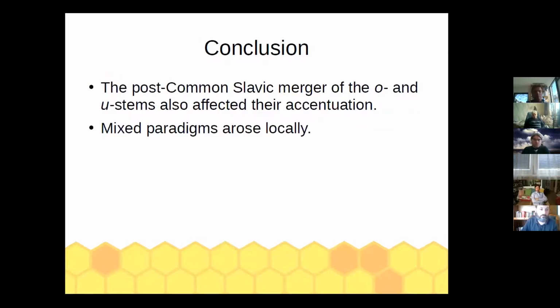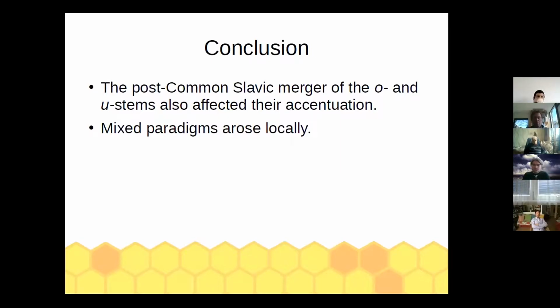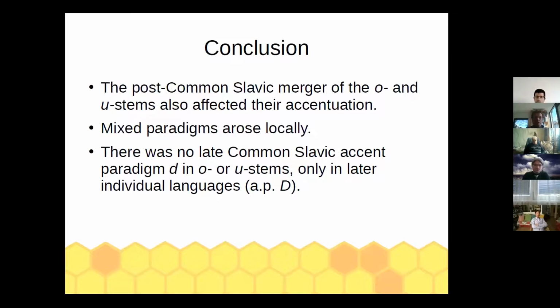So my conclusion is that the post-Common Slavic merger of the O and U stems also strongly affected the accentuation of these words, and that mixed paradigms arose locally. But also that there's actually no evidence left for the reconstruction of a late Common Slavic accent paradigm D in the O or U stems. What we do find, however, is the accent paradigm capital D, as it's often called by dialectologists, in the later individual languages. But as I've said, I think in most cases this actually continues mobile U stem accentuation. Sometimes the endings of the U stems also spread to other words.